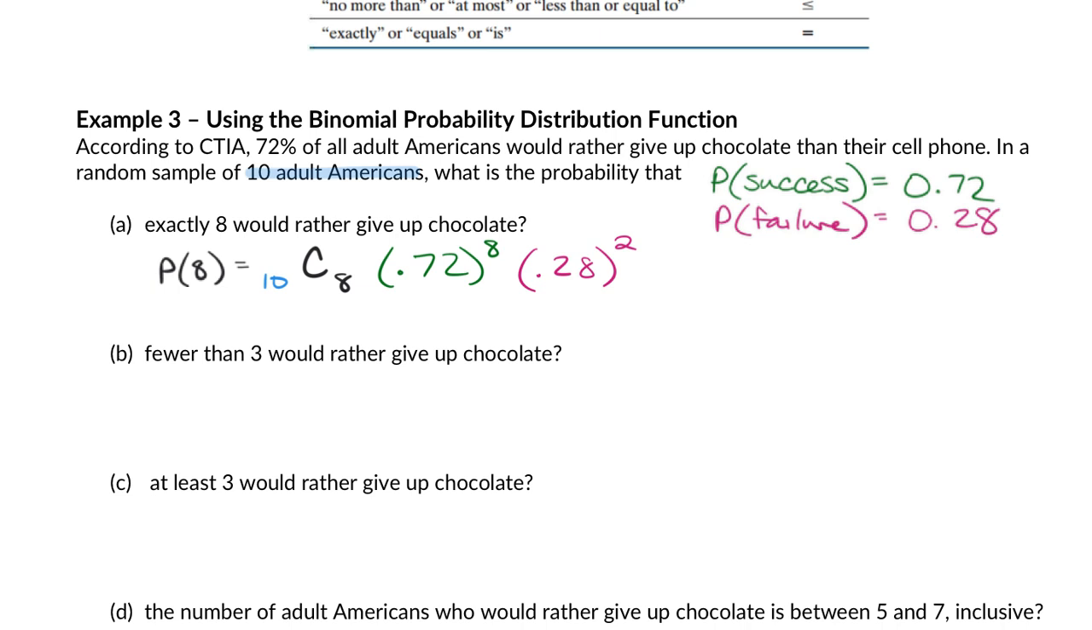And this is all stuff we can do in our calculator. Do you remember how to do 10 choose 8? Okay, in your calculator, please do 10 choose 8. You type 10, you press math, go to probability, it's option 3, then you type 8. What's that coefficient there? 10 choose 8.